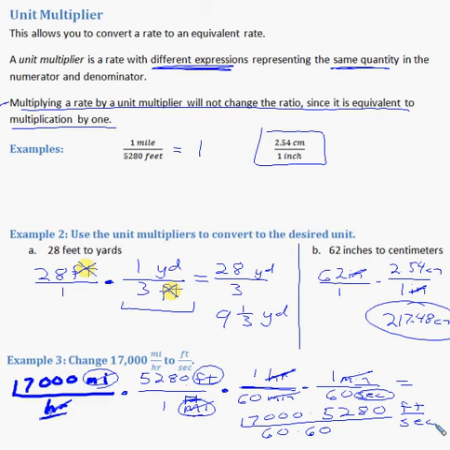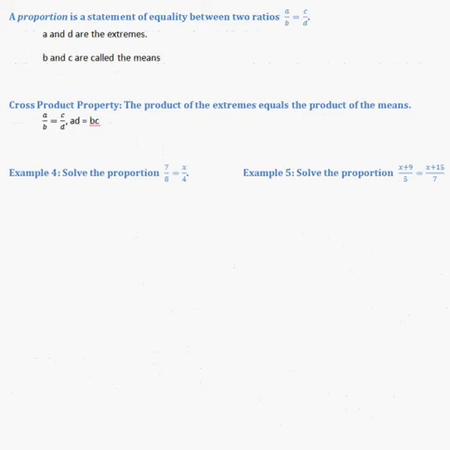So that's unit multipliers and converting different forms. Very important to be able to know how to do that. In science, a lot of times they use the metric system, whereas we use our standard system, and so it's helpful to be able to change those things. Next thing we're going to look at is a proportion.